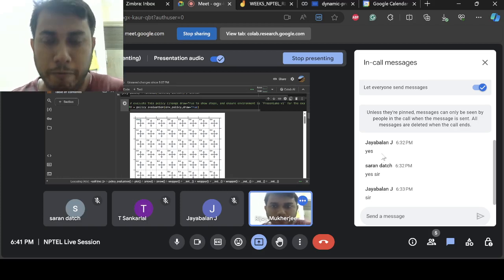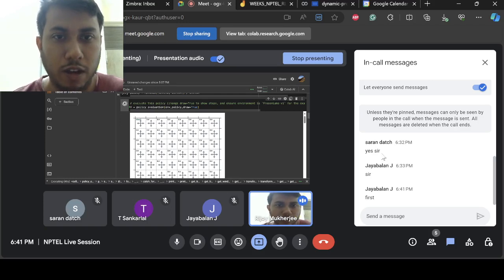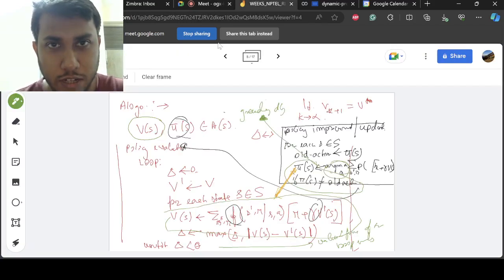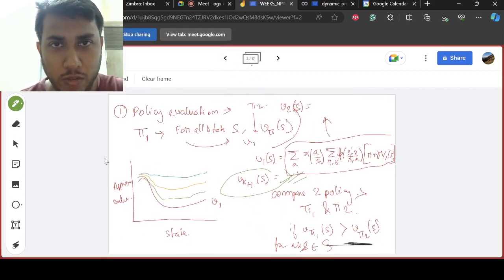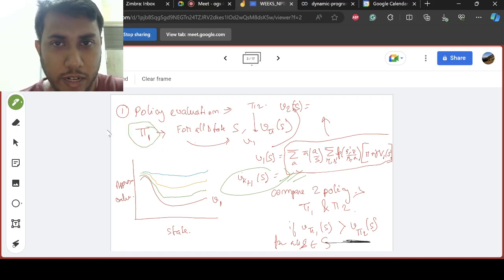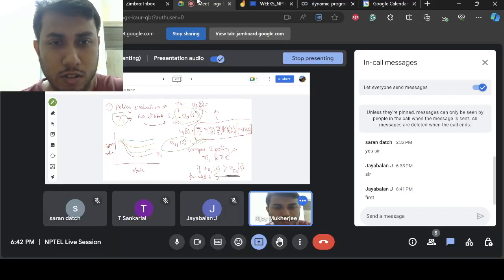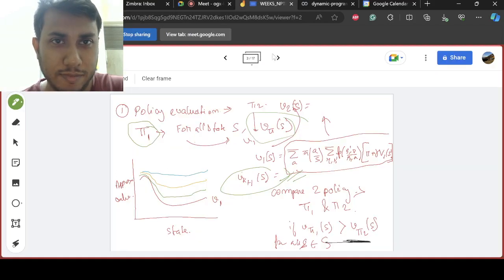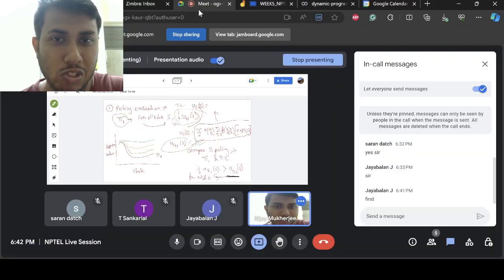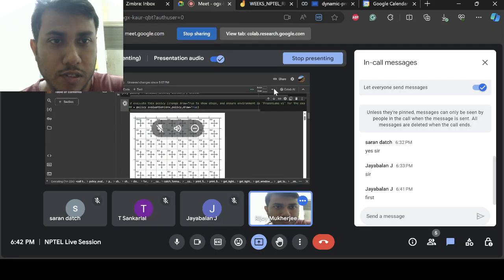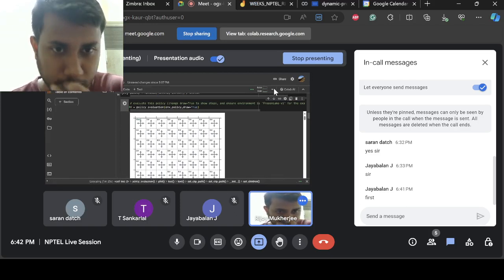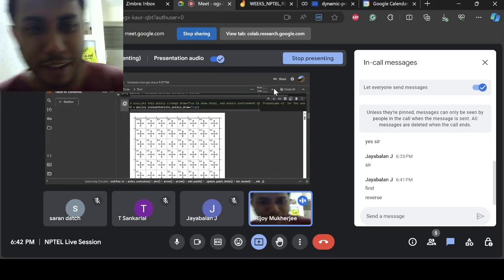Suppose you have been given a policy pi1 and your value function v pi, for the first instance. From which state should one start evaluating? Think about it. First or last? Yeah, reverse. Now you have got it.